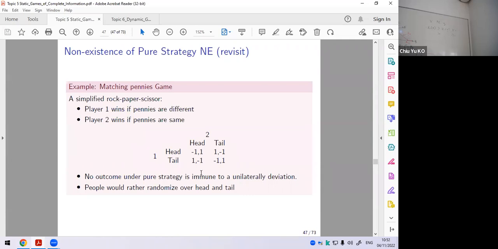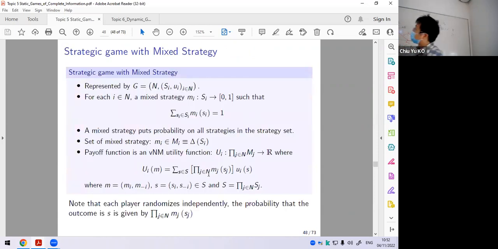We don't have an equilibrium, and what we are actually doing is randomizing over head or tail, right? With half and half, equal chance. That's what we usually do, but this is not consistent with what we said. We have to choose an action, right? So we have to relax our strategy profile, strategy set. Okay, we allow mixed strategy.